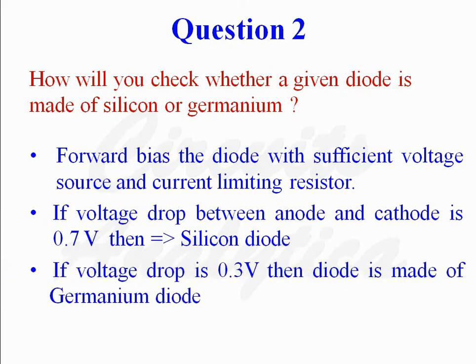How will you check whether a given diode is made of silicon or germanium? Forward bias the diode with sufficient voltage source and current limiting resistance. If the voltage drop between anode and cathode is 0.7 volt, then that is a silicon diode, and if it is 0.3 volt, then that is a germanium diode.